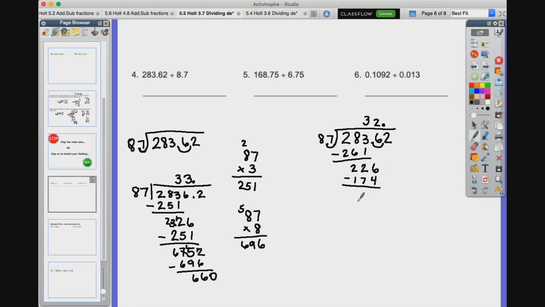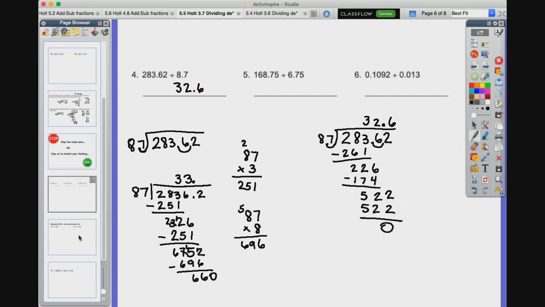And I'm going to subtract that. And I have 2. 22 minus 17 is 5. So now I have 52 left. Bring my 2 down. 522 divided by 87 is 6. And I multiply that, and I get exactly 522. There we go. Much better. Sorry about that.